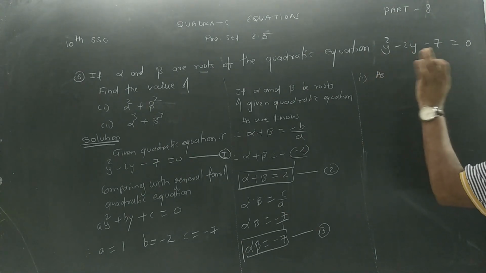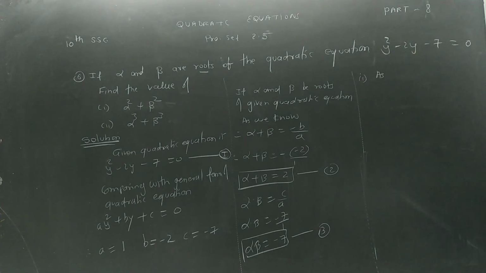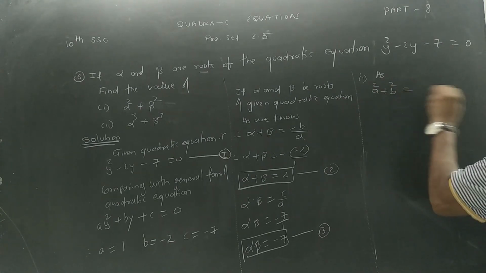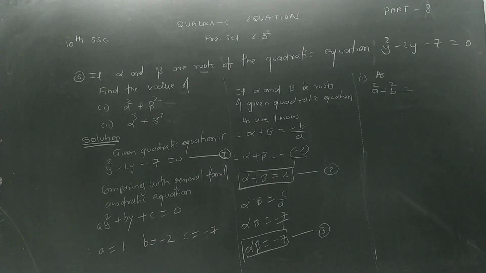As I am going to write, you can directly write the formula, but I am just explaining you. In 8th standard, there was one formula, a square plus b square. A square plus b square is equal to a plus b the whole square minus 2ab. Once again, a square plus b square is equal to a plus b the whole square minus 2ab.